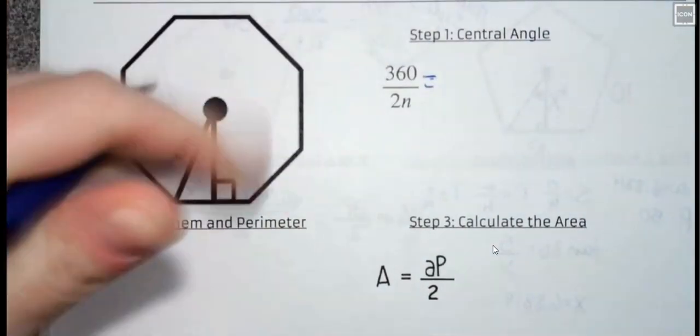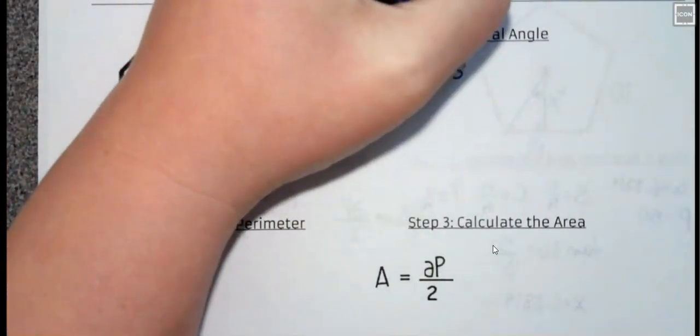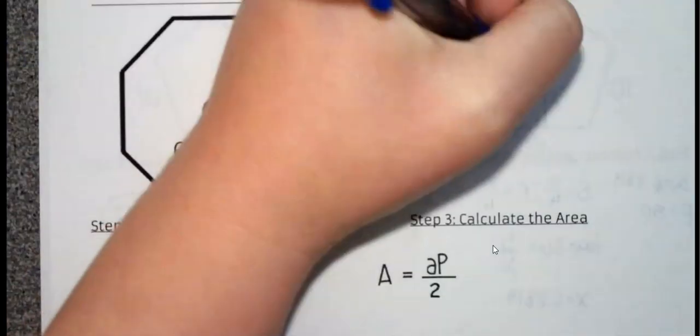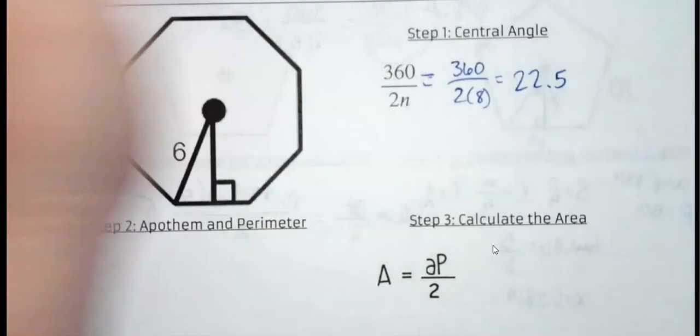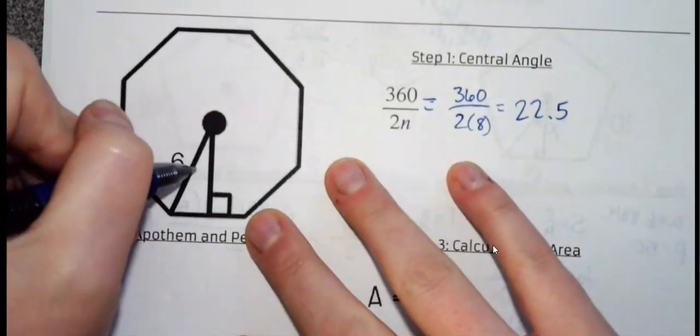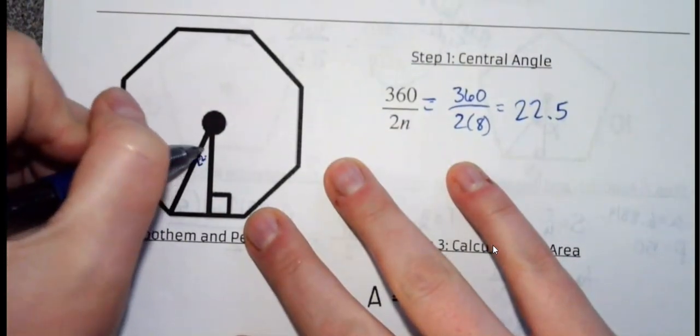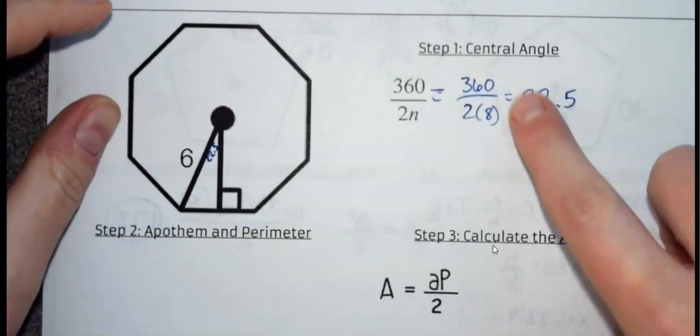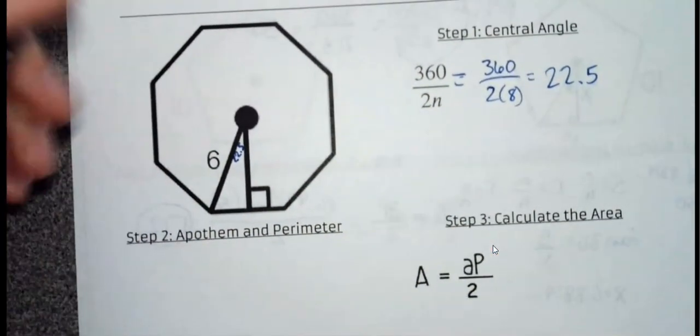So this is an octagon. 360 divided by 2 times 8, or 360 divided by 16 this time, which ends up being 22.5. And I'll write it really small right there, 22.5. That's this number right there.